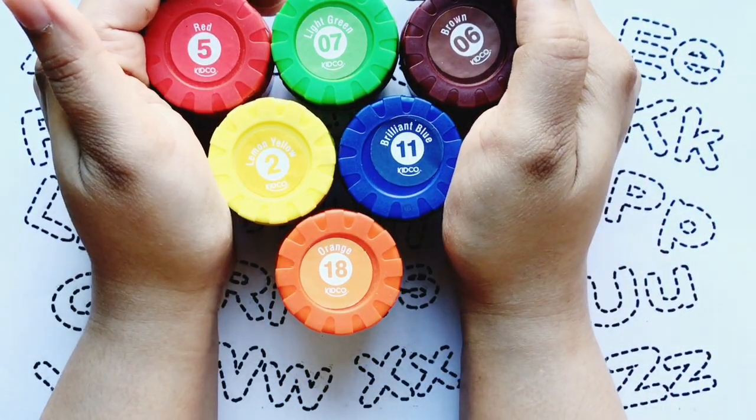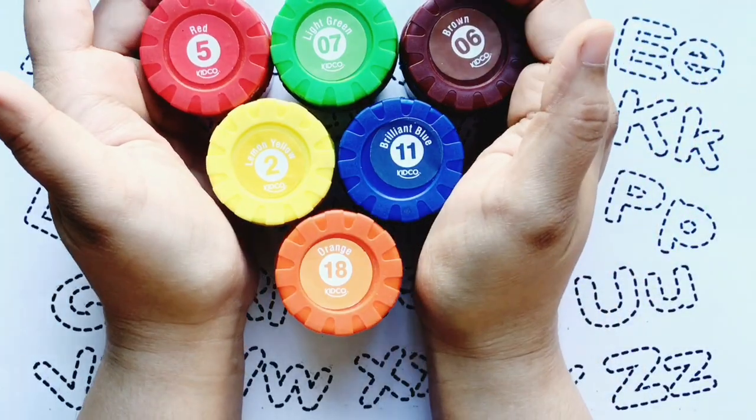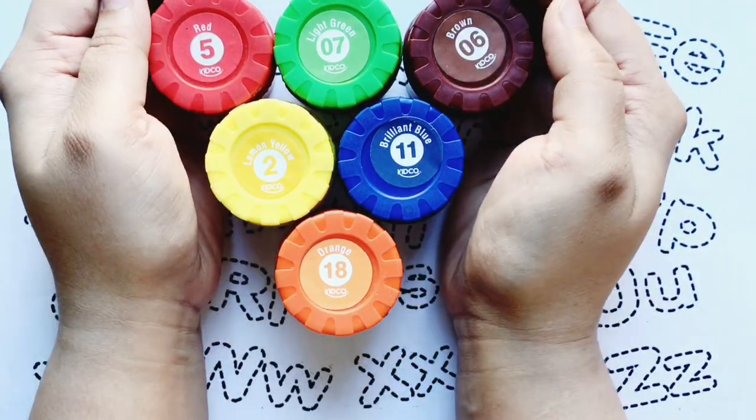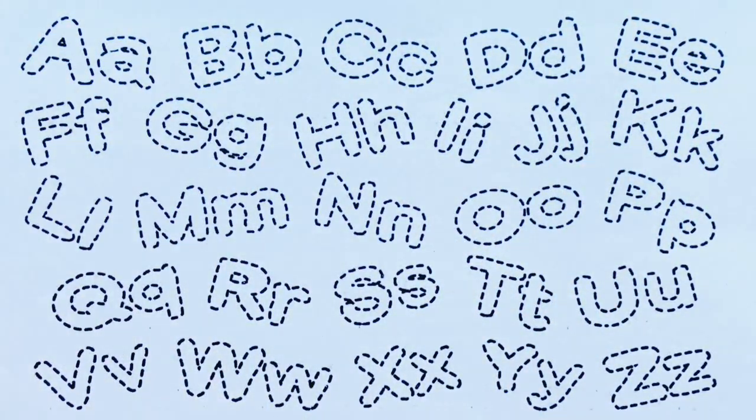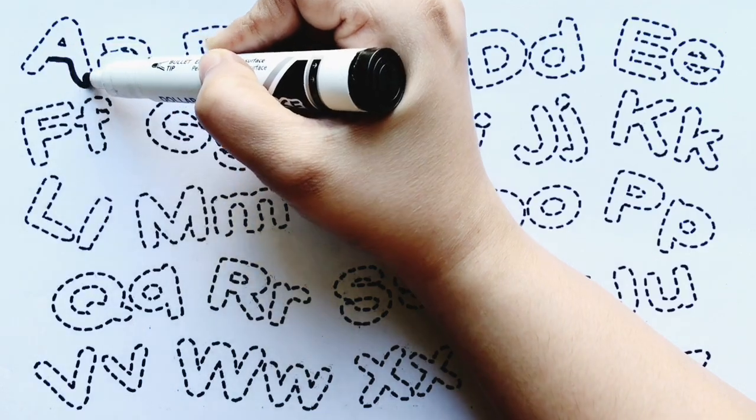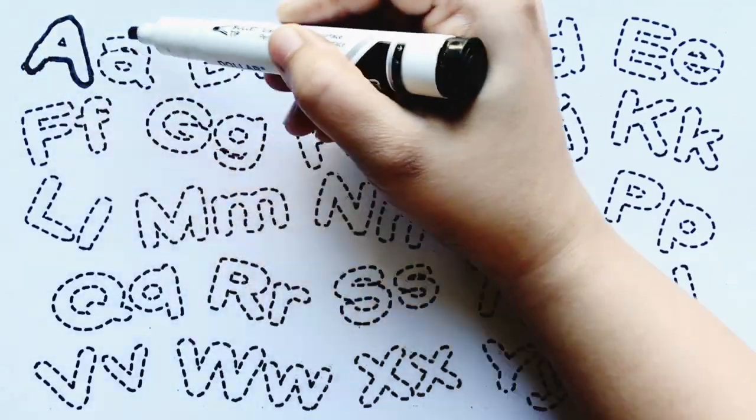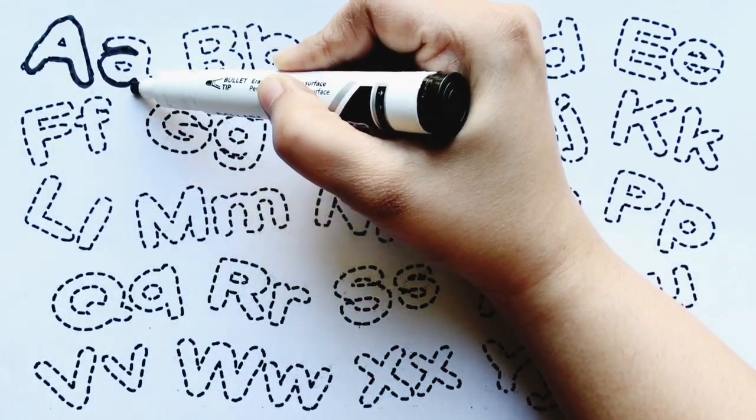I learned uppercase letter and lowercase letter A to Z. Let's draw and paint. Capital letter A, small letter A.